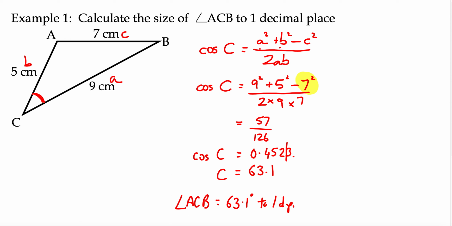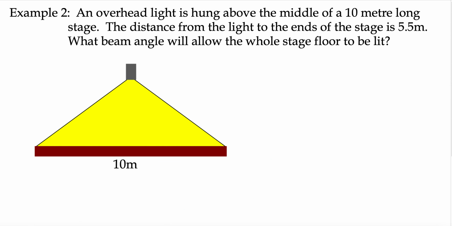Got one other example here, which is starting to get into the kind of story problems, context problems that most of your work will do. So here we've got an overhead light. It's hung above the middle of a 10-meter long stage. The distance from the light to the ends of the stage is 5.5 meters. What beam angle will allow the whole stage floor to be lit?